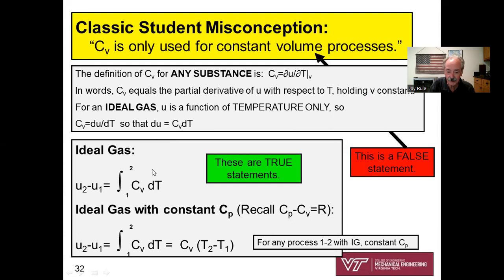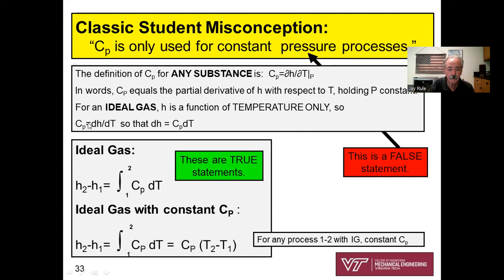It doesn't matter what kind of process you have. It can be constant volume, constant pressure, constant temperature, it can be extraordinarily wild variation in all of those. It can be all kinds of things, but you use C sub V for any process of an ideal gas when you're seeking delta U. Same thing for C sub P.